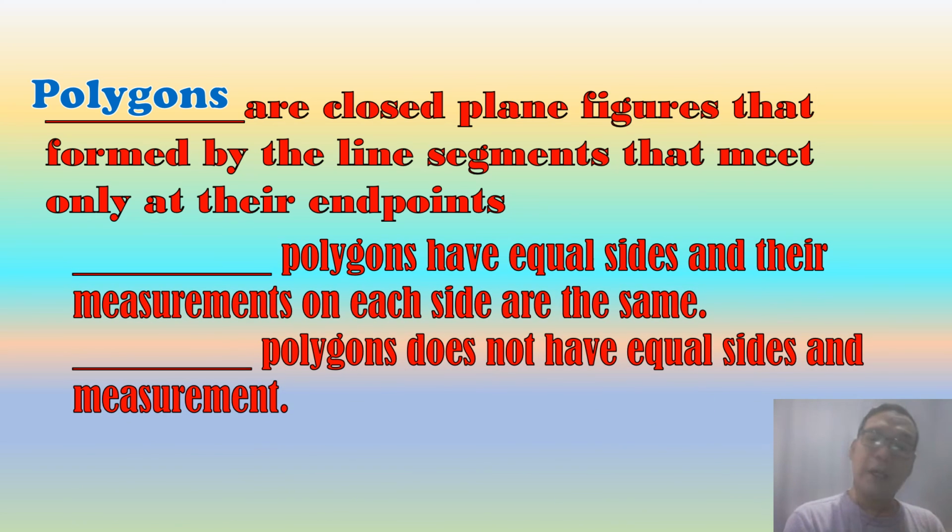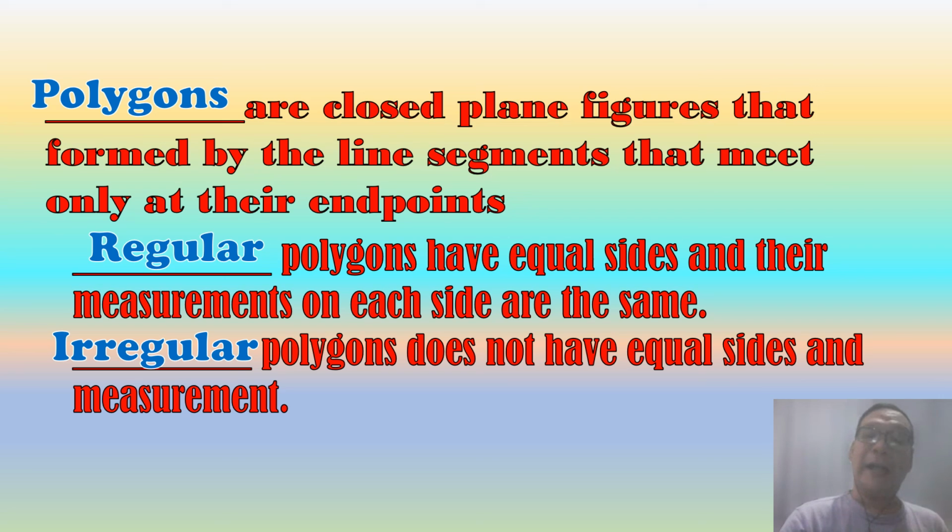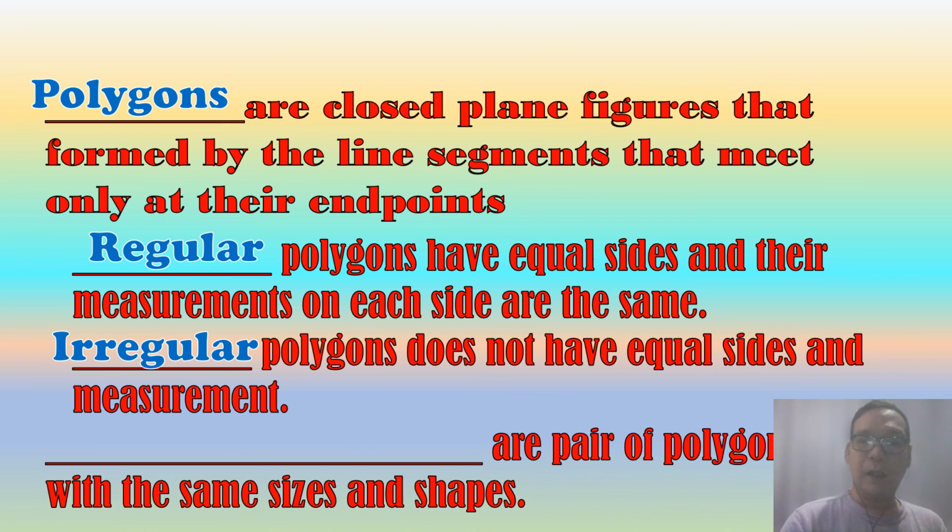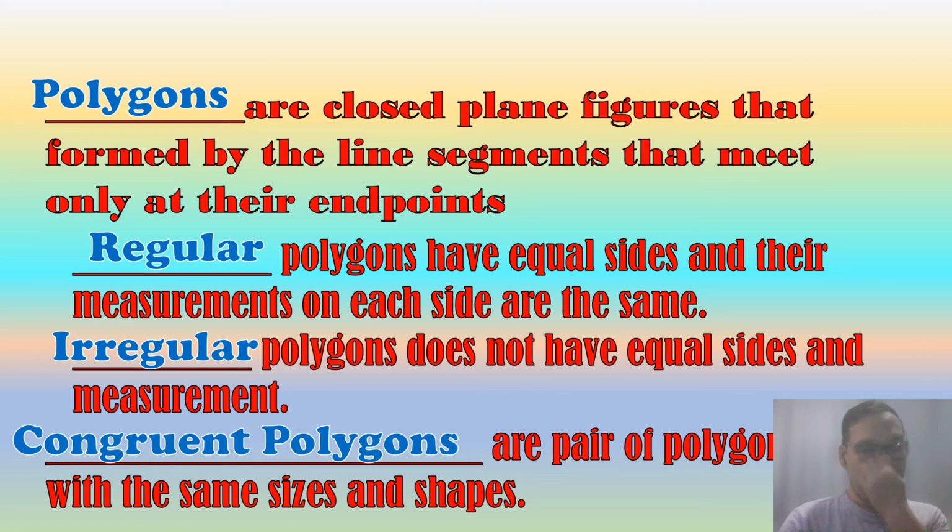So what do we call a polygon with equal sides and whose measurements on each side are the same? Absolutely correct. That is a regular polygon. How about polygons without equal sides and whose measurements are not the same? Very good. That is an irregular polygon. How about a pair of polygons with the same size and shapes? Putting one on top of the other makes them fit. Very good. That is a congruent polygon.